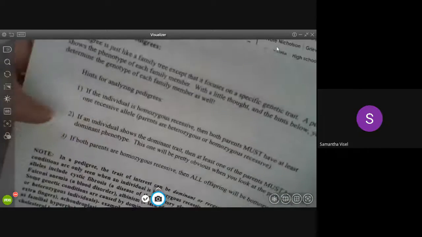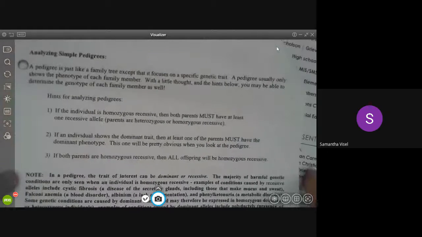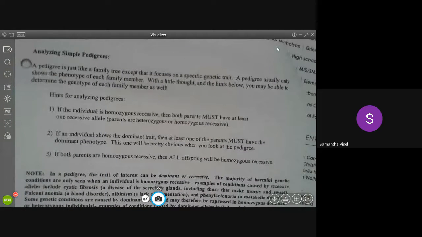I'll flip to our next page here. A pedigree looks just like a family tree, and that's exactly what it is. However, it's focusing on and tracing just a specific genetic trait. So it doesn't look at all possible genetic disorders within the family. It just looks at a specific one.